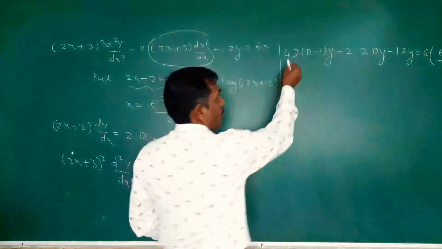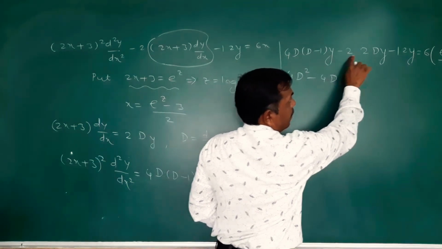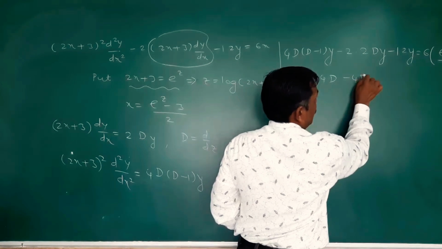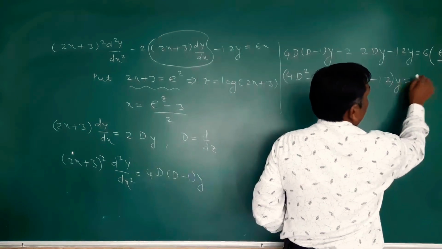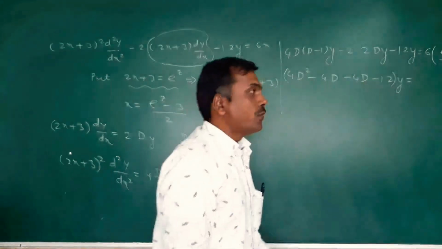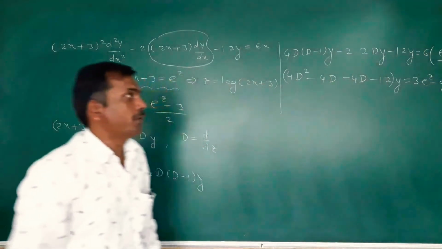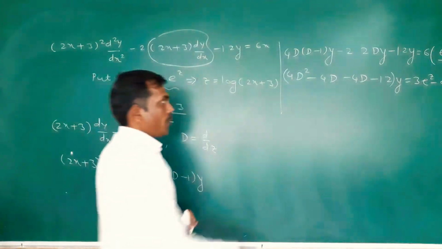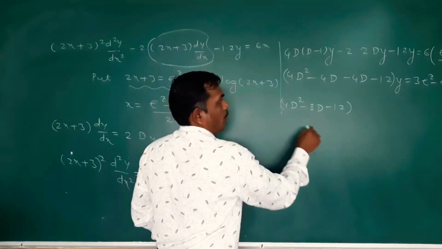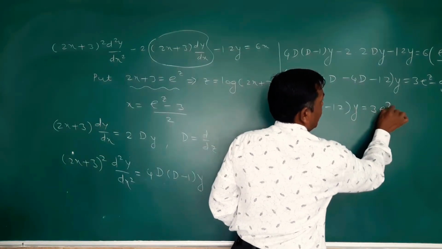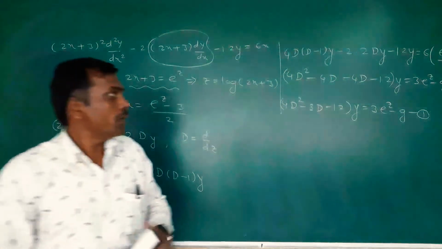Let us simplify this. Take y common. So here I get (4D² − 4D − 4D − 12) operating on y is equal to here 6 and 2, so 3e^z − 9 if you simplify it. So this is our new equation. Our equation is (4D² − 8D − 12)y = 3e^z − 9, and that is my equation number 1. So let us solve this equation.